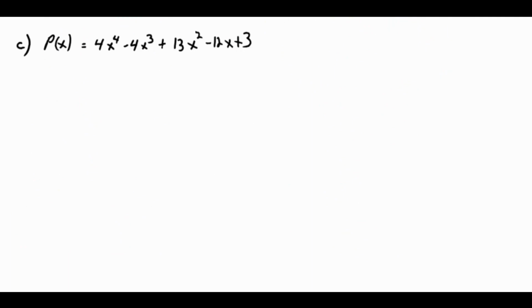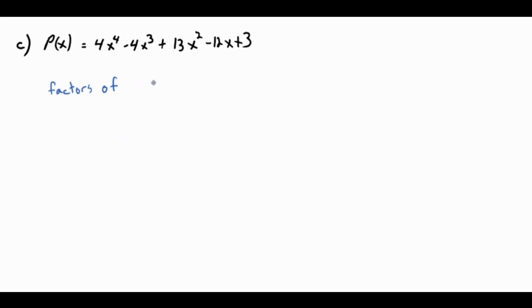Part C, p of x equals 4x to the 4th minus 4x cubed plus 13x squared minus 12x plus 3. Okay. Start by using the possible rational zero theorem. What is a naught in this case? I want you to list them. By the way, when you list the possible rational zeros, if you get repeats, don't list them twice. You can get like 3/4 and 6/8, but 6/8 reduces to 3/4, so don't list it twice. List the reduced fractions only, and no repeaters.